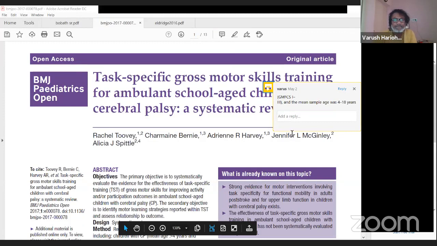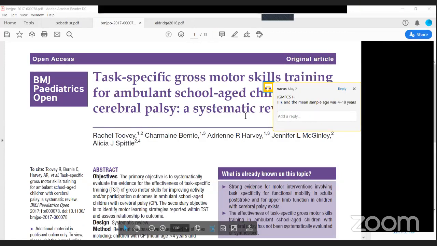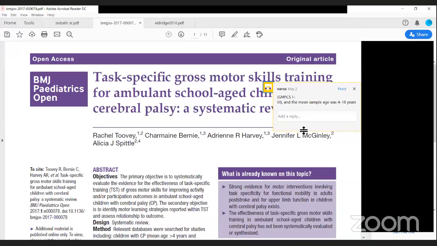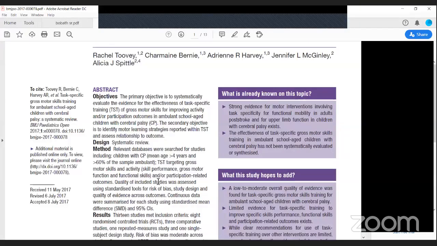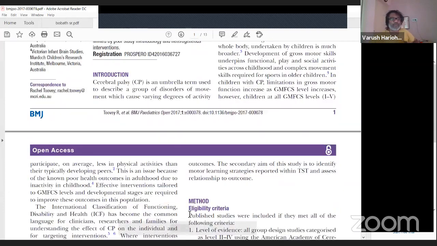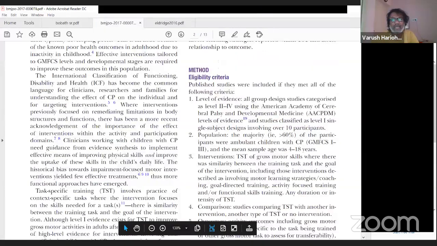Okay, sir. Thank you, sir. So this is what I would suggest you do if you are thinking that I want to give gross motor training for my child. Go to the original study they have done and find out what their inclusion criteria are, and then what intervention they have given, and that would give you a far better idea of how to put this into action.